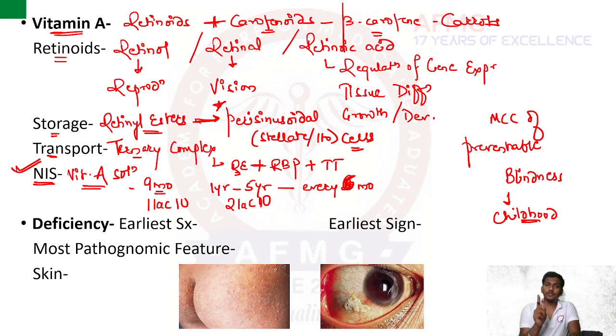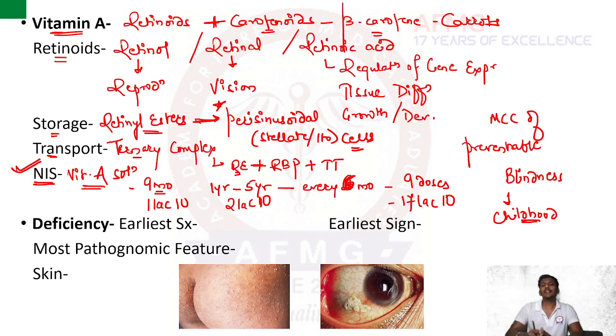At 9 months, the first dose would be 1 lakh international units. Thereafter, from 1 year to 5 years, every 6 months, 2 lakh international units. So the total doses given, 8 plus 1, would be 9 doses, and the total dosage would be 17 lakh international units. All of this is important, please remember, right?